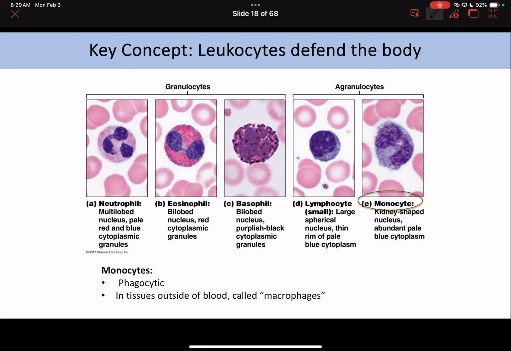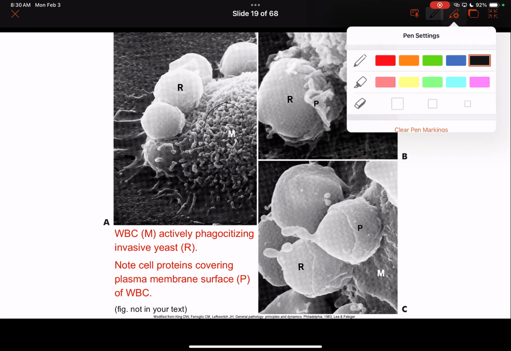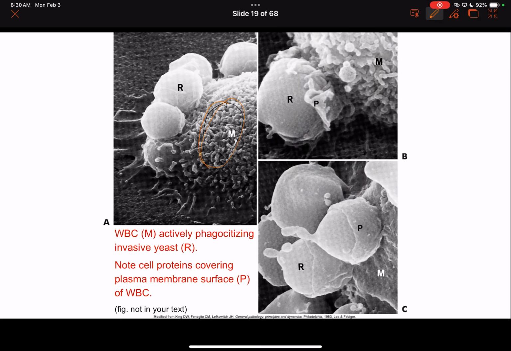So questions about those white blood cell types? Okay. So this is showing you a monocyte here. Let me get a brighter color. So this is the monocyte here. These little balls over there are yeast. And so you can see these little strands here are pieces of the plasma membrane trying to engulf or phagocytize that yeast. Eventually, the plasma membrane covers it more until it engulfs it completely and brings it inside to break it down.